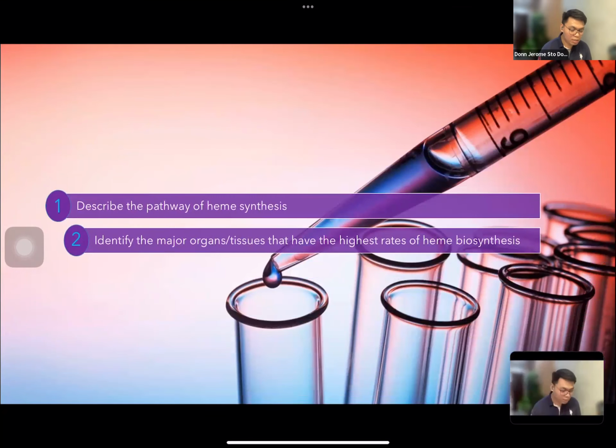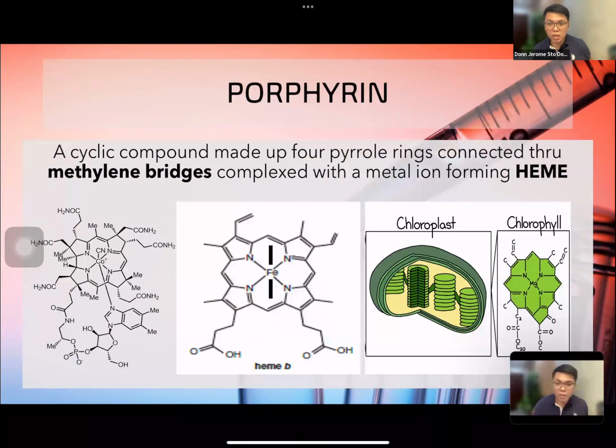First is to describe the pathway of heme synthesis and identify the major organs or tissues that have the highest rates of heme biosynthesis. At any point during our discussion, you can ask questions, you can raise your hands, and then we'll try to answer it later on. Okay, so let's start. What is porphyrin?